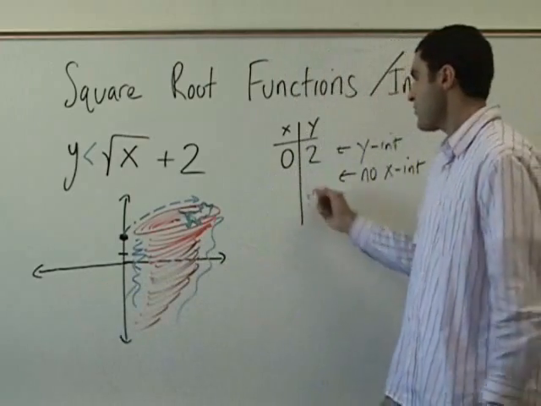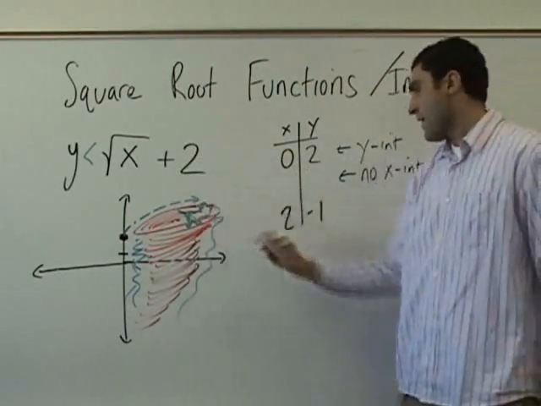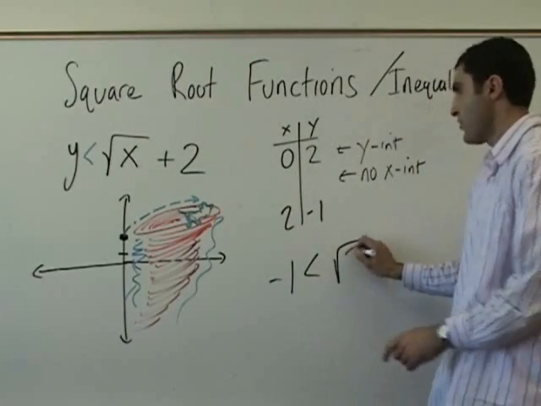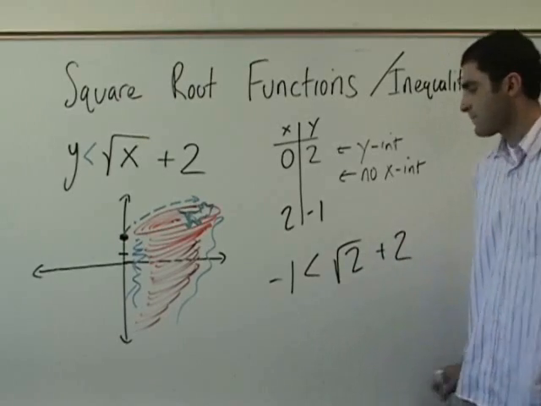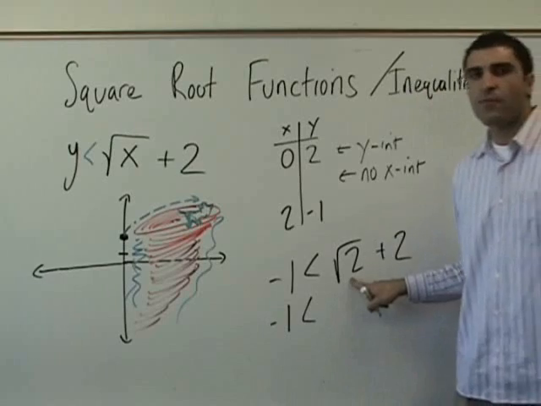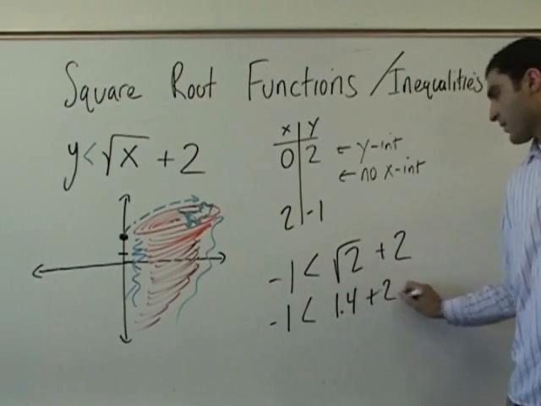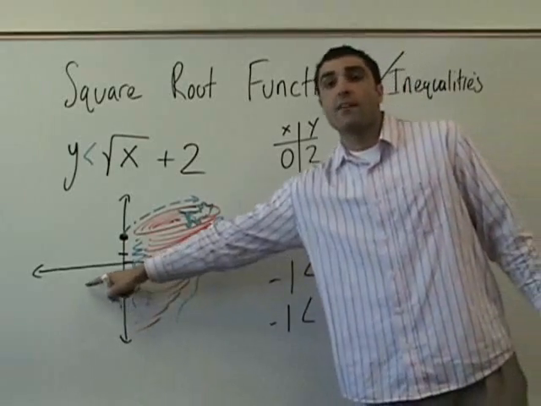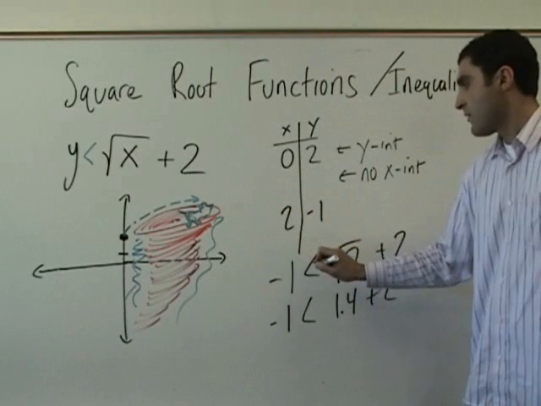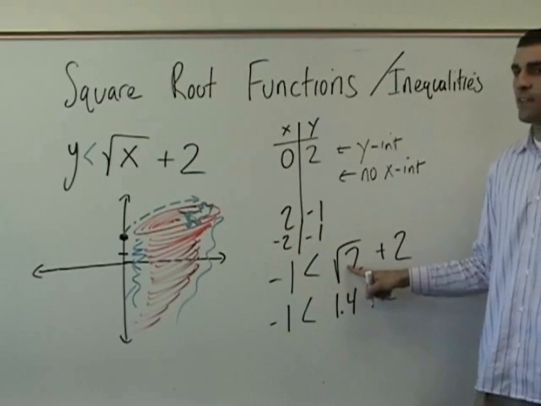All right, so let's try 2, negative 1. Does it work? Let's find out. Is negative 1 less than square root of 2 plus 2? The square root of 2 is like 1.4, so 1.4 plus 2. So it works. This point works. Now let's do one point that doesn't work: negative 2, negative 1. Immediately it doesn't work, because it's the square root of a negative number.